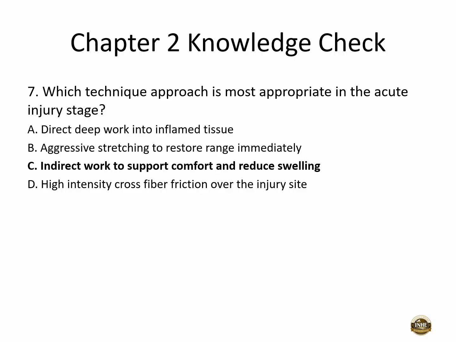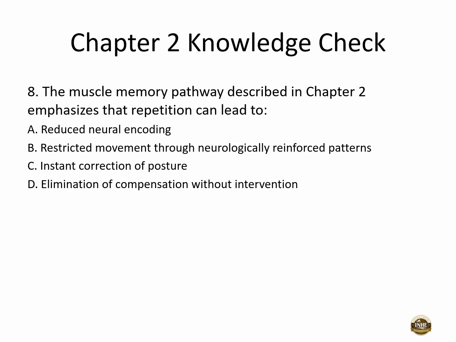Question number 8. The muscle memory pathway described in Chapter 2 emphasizes that repetition can lead to A. Reduced neural encoding. B. Restricted movement through neurologically reinforced patterns. C. Instant correction of posture. D. Elimination of compensation without intervention. Take a moment to reflect on your answer. The correct answer is B. Restricted movement through neurologically reinforced patterns.